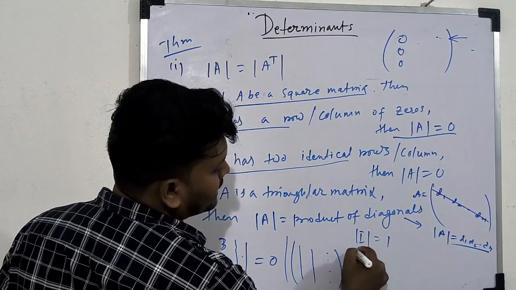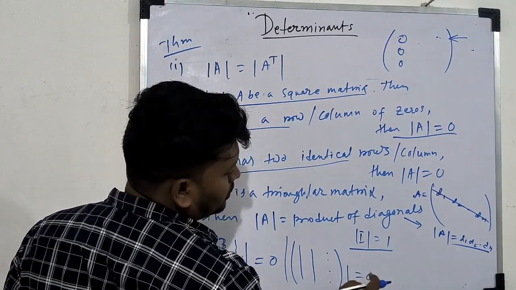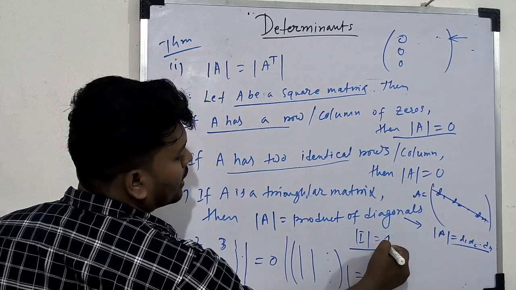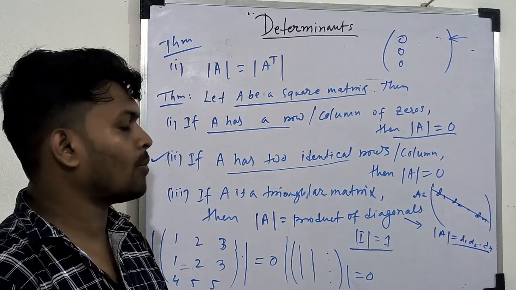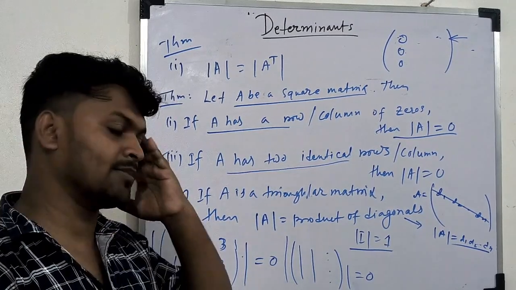So clearly the identity matrix is a diagonal matrix, so the determinant of the identity matrix is 1, as all diagonals are 1. So these are very important properties of determinant to find the determinant of a matrix.